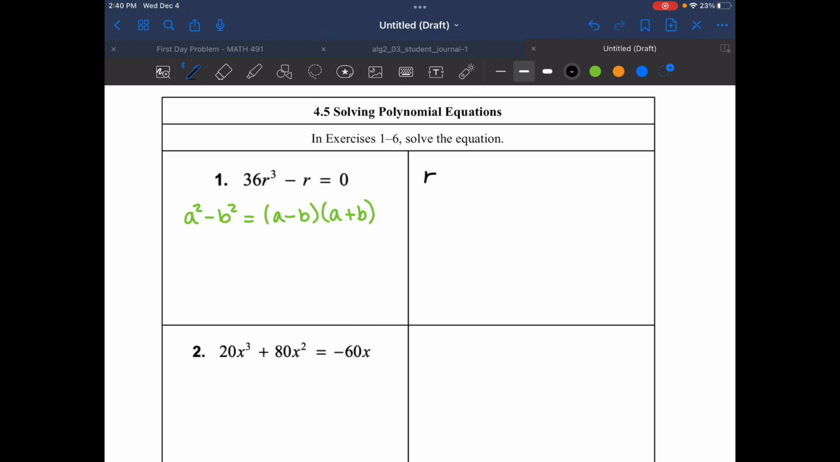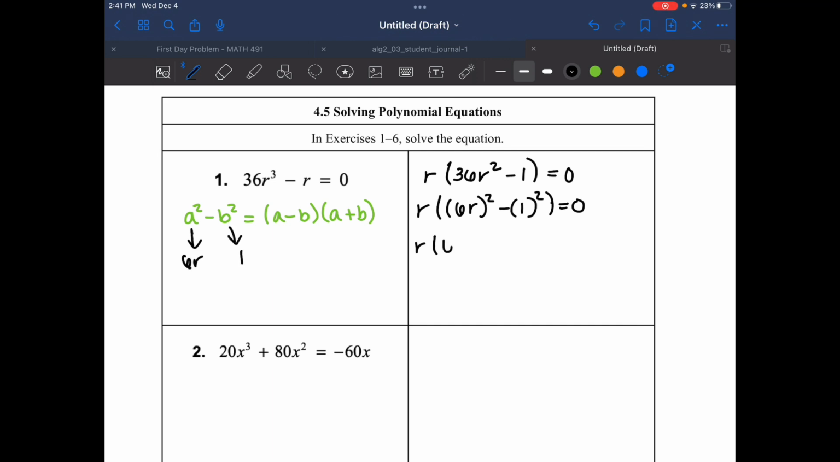Oh, I can pull an r out of both of these first of all. That makes my life super easy if I do that. Then I see a difference of squares. Okay, going to fill in my form. My a is my 6r, my b is my 1.